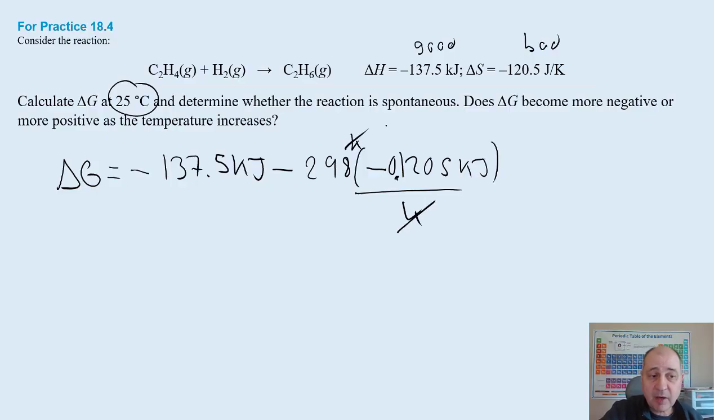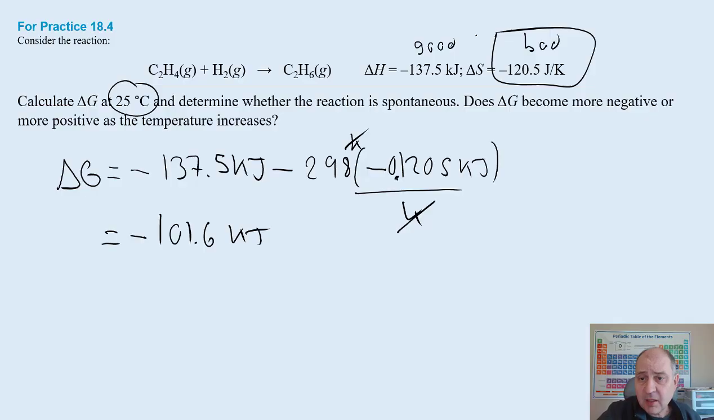So this becomes positive and counterproductive as far as spontaneity is concerned. And so I end up with a delta G value that is minus 101.6 kilojoules. And that means it's spontaneous at this temperature. And if we do, as I said, because this is bad here, entropy, if we do increase the temperature as it's asking us, our delta G is going to become more positive.